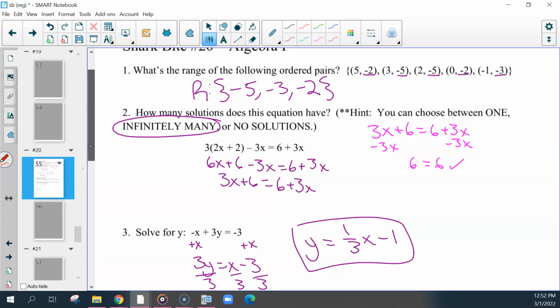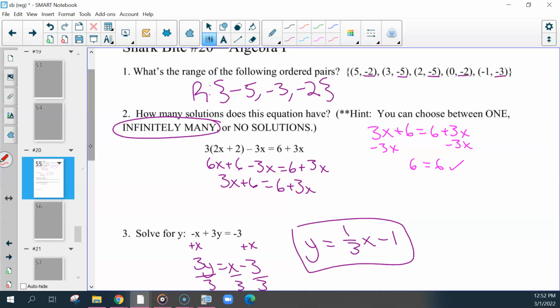For number 1, you needed to find the range of this list of numbers. So you're looking for your y values. You need to list them least to greatest without any repeats. So this would be -5, -3, -2. Questions on that one?